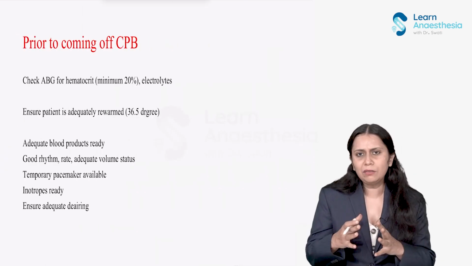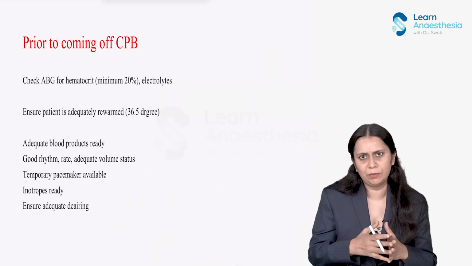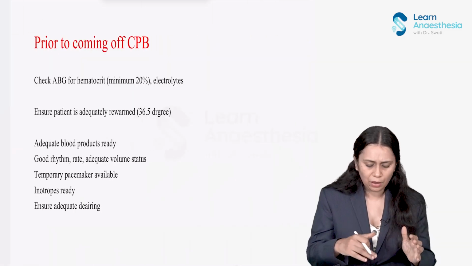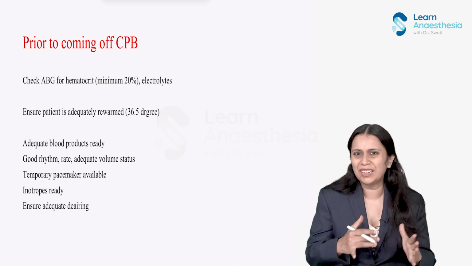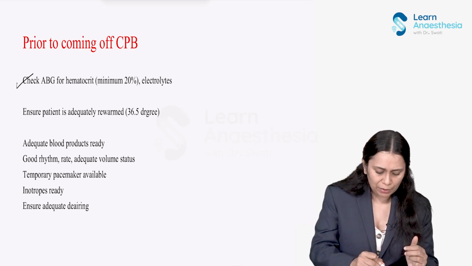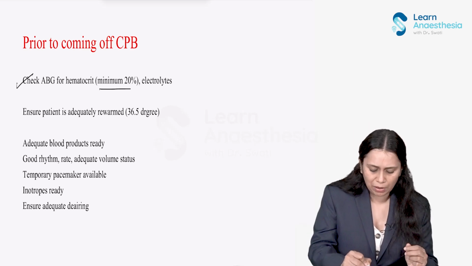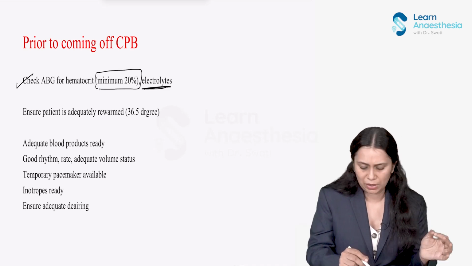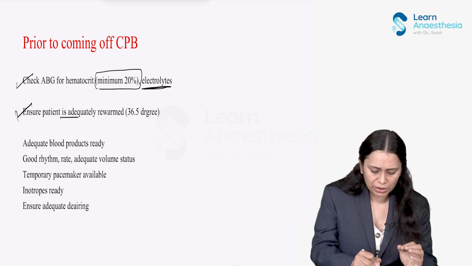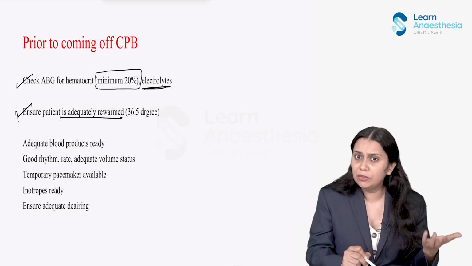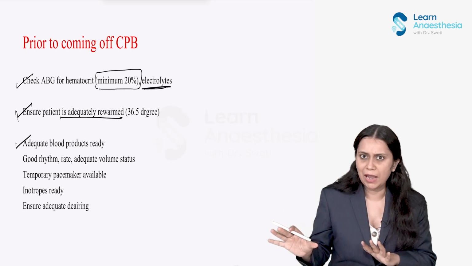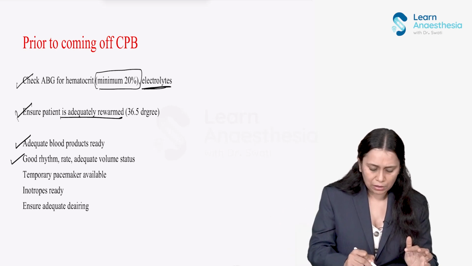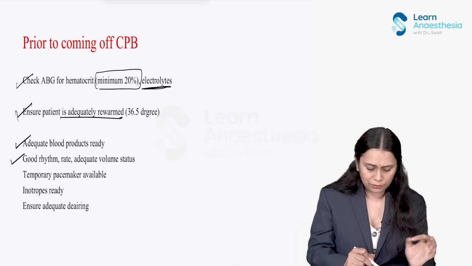Okay. So these are the monitoring we do during CPB. When we have to take the patient out of the CPB, we have to do certain checklists. We have to check the ABG for hematocrit. It should be minimum 20%. We have to check the electrolytes. It should be within the normal range. We should ensure the patient is adequately rewarmed above 36.5 degrees. Adequate blood products in our hand. Good rhythm, right? The patient is not in arrhythmia.